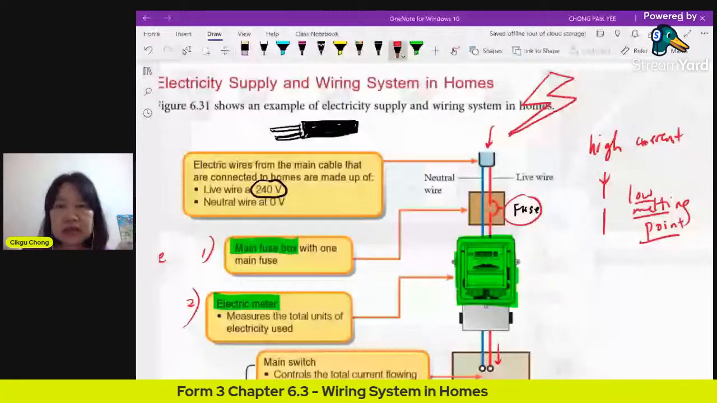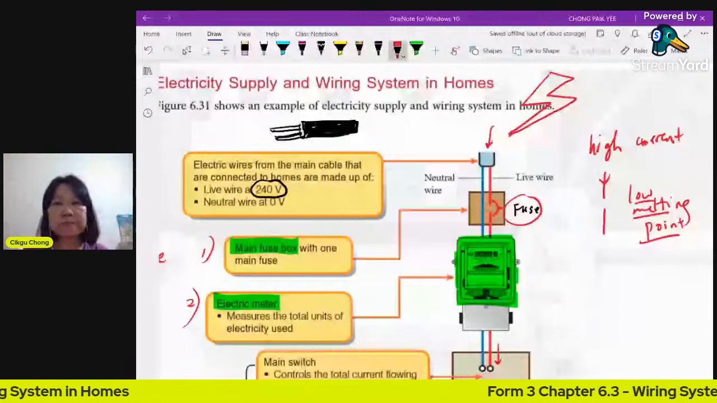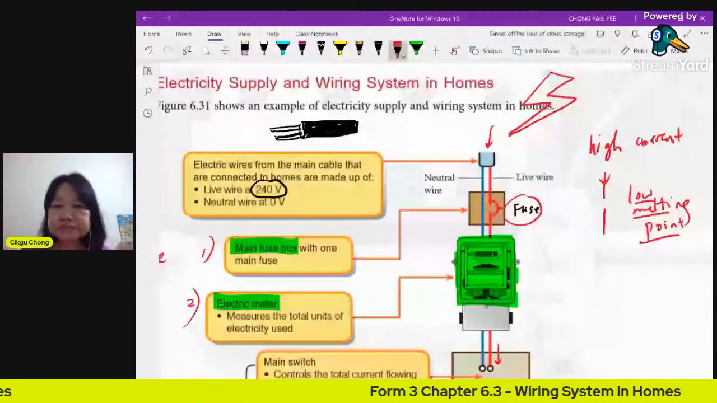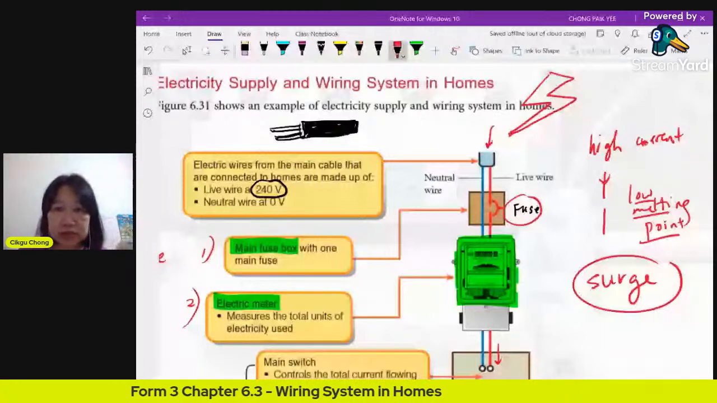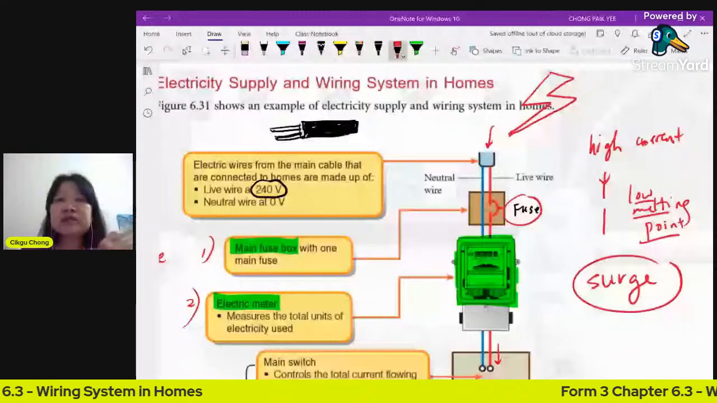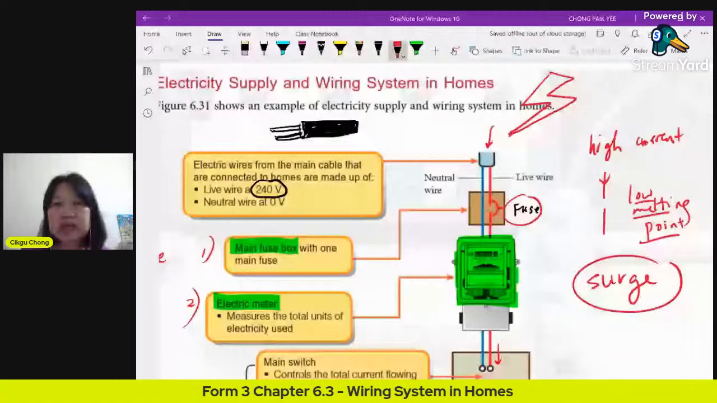We call it surge. Surge means excessive current. Suddenly the current goes up. It's called surge. So here you have the main fuse box. It serves as a protection to prevent excessive current from entering your house. I repeat, to prevent excessive current from entering your house. An electric meter is to measure how much you've used for that month.